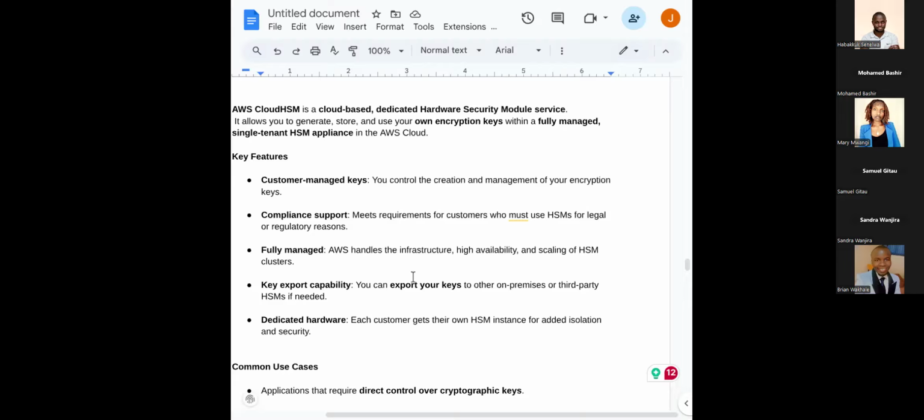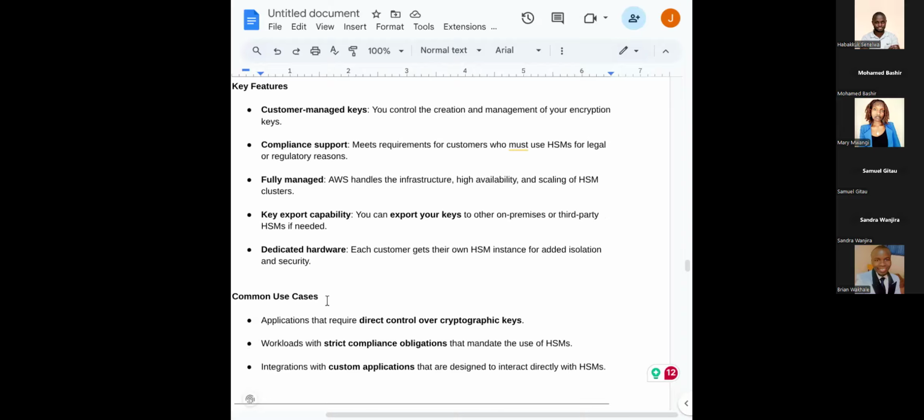Then AWS gives us compliance support. So it gives basic requirements of customers who must use HSM, for example government institutions, hospitals, banks, and such. And then we have fully managed by AWS. Key export capability: you can export your keys to other on-prem or third-party HSMs if you need. And it has dedicated hardware. Remember, guys, I told you that HSM is for hardware. Do not confuse this with KMS. All right, HSM is a real hardware that you use.